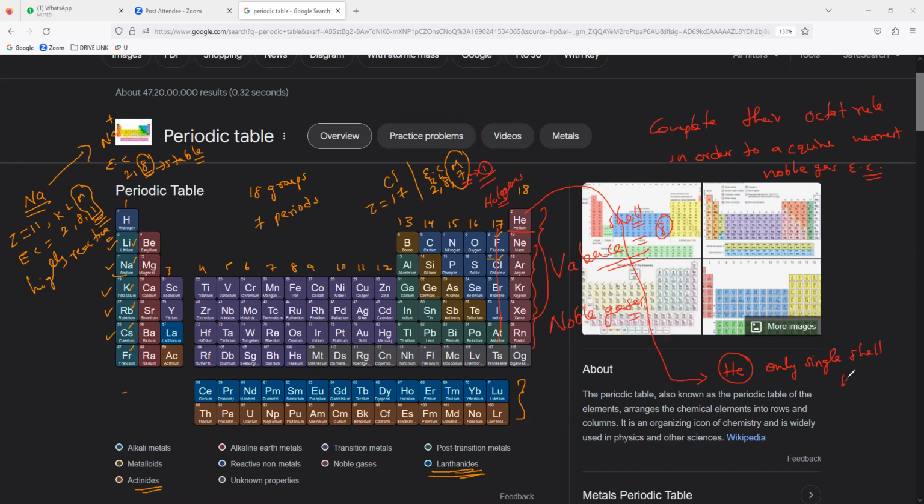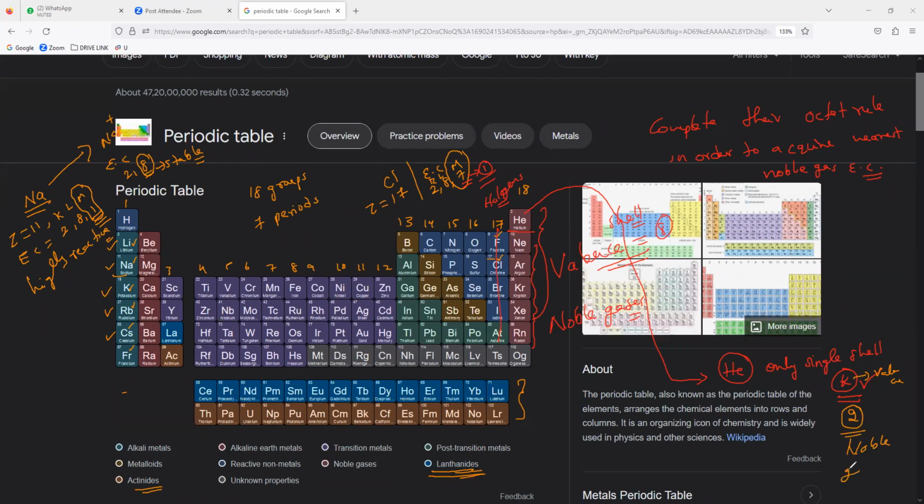That single shell is the K shell. Keep in mind, any element having only one shell, that shell's name is the K shell. Then, if it has 2 electrons in its valence shell, that K shell itself is the valence shell. Note my point: if any element has only one shell, the K shell, and it has 2 electrons, it is also called a noble gas.